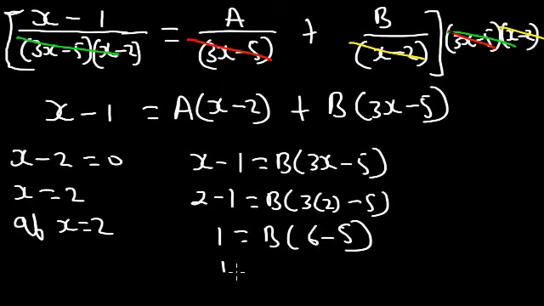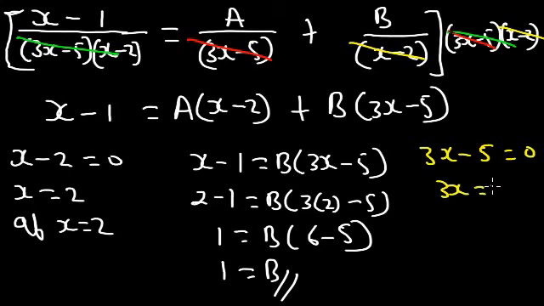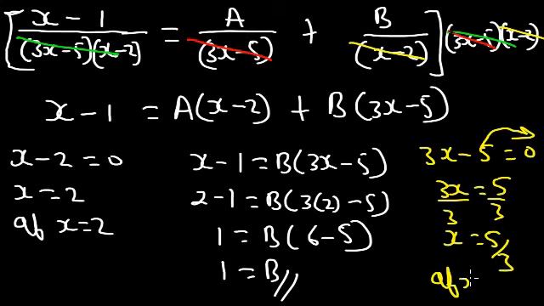And eventually, 1 will be equal to b, because 6 minus 5 is b, and b is indeed equal to 1. So what about b? How can we make this whole term 0? Just like before, let's set 3x minus 5 equal to 0. Adding 5 to both sides, 3x will be equal to 5, just like bringing 5 over here, okay? Then dividing by 3, x will be equal to 5 over 3. So definitely at x equals 5 over 3, this whole term is indeed equal to 0.